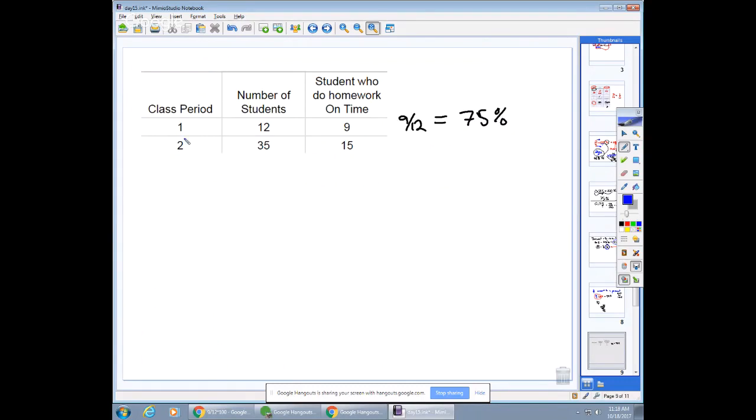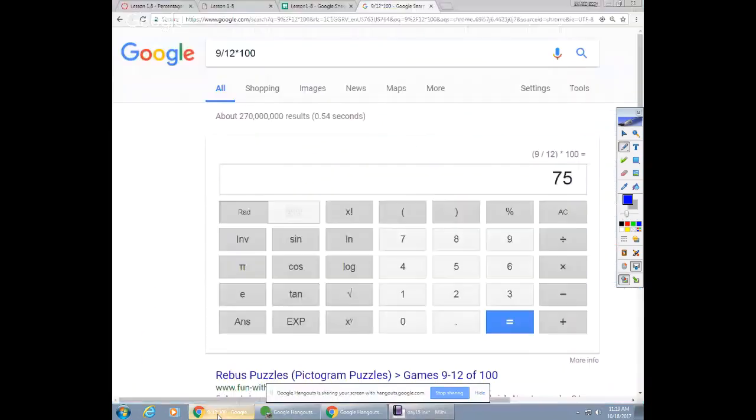If I switch to the second period class, that is 15 out of 35. What strikes me as interesting here is 15 is just under half. Half is 50%, so it looks like less than half of my second period class is doing their homework on time, which doesn't shed a good light on that class. Let me double check on my calculator. What is 15 divided by 35 and then times 100 to convert to a percent?